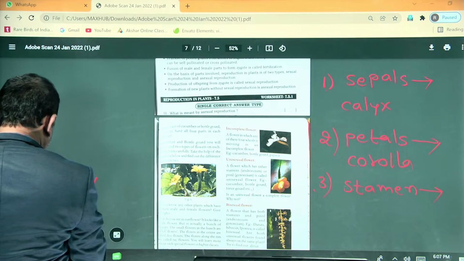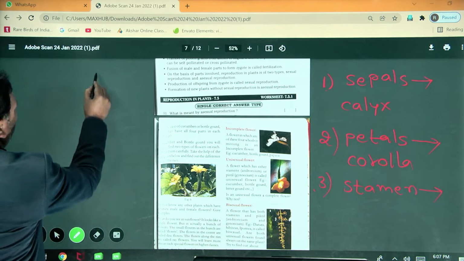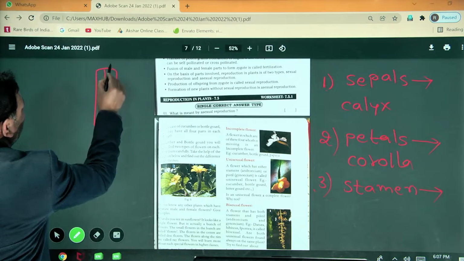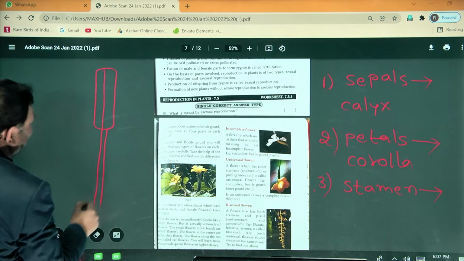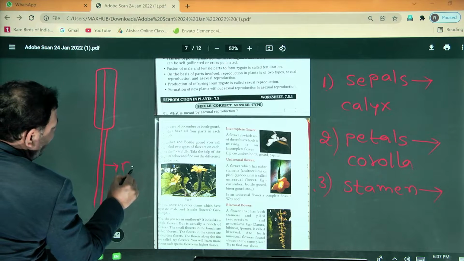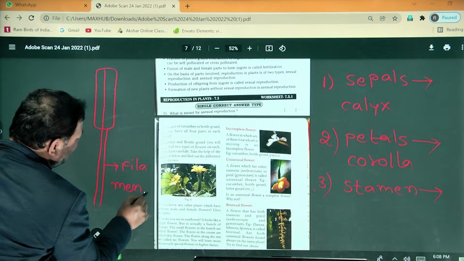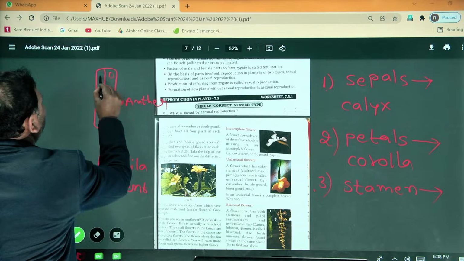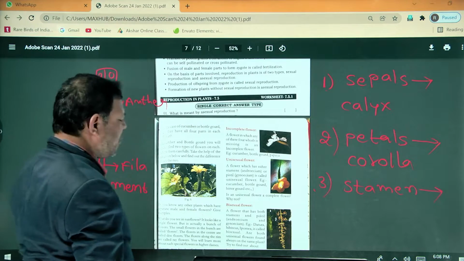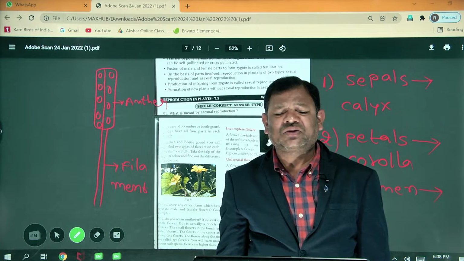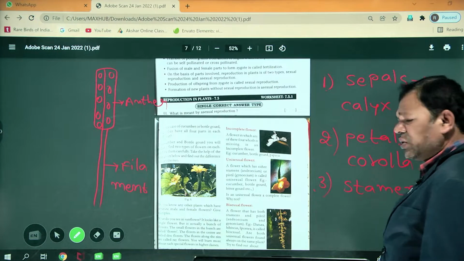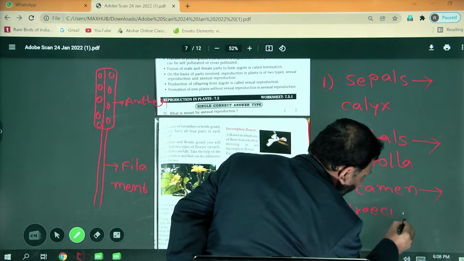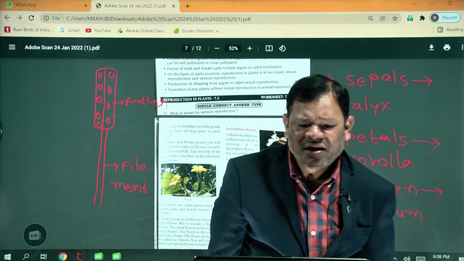You can see here, all the stamens united to form an androecium. In this androecium, the stalk-like structure is known as the filament, and the swollen part is called the anther. In the anther, pollen grains are present. These pollen grains are microscopic, motile, and they can move from one place to another. So all the stamens united to form what? Androecium. Yes, all the stamens united to form an androecium.